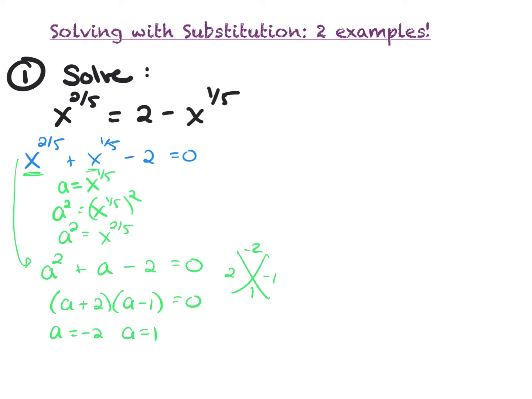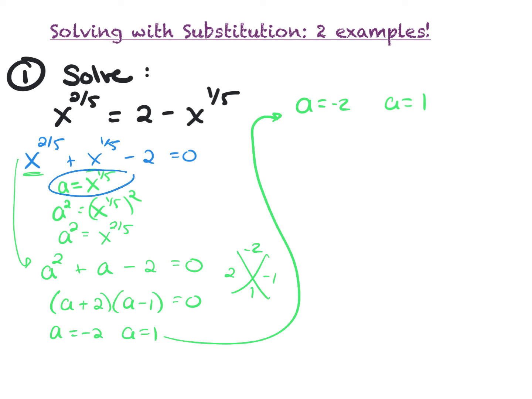Great. The only problem is we need to go back to x's. So let's write this up here. a equals -2 and a equals +1, and go back to what a was representing. a was representing x to the 1/5, which is now equal to -2. And instead of a, x to the 1/5 equals 1.